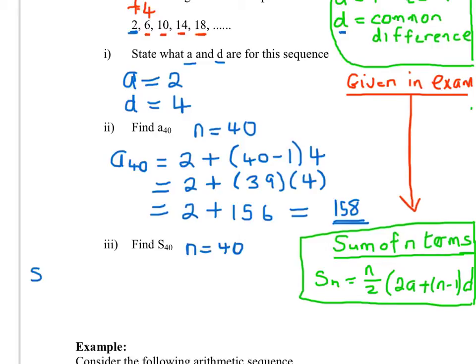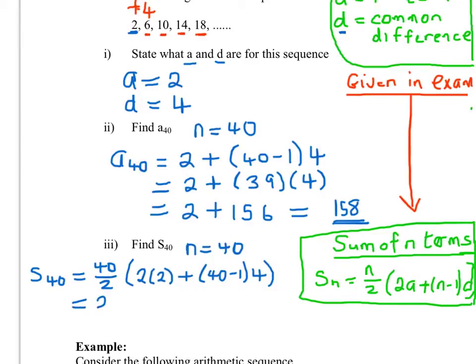I'll start over here, S_40 is equal to, n is 40, so it's 40 divided by 2, multiplied by 2a, remember a was equal to 2, so it's 2 by 2, plus (n minus 1), again n is 40 minus 1, multiplied by d, and d was equal to 4. So I'll just close the bracket there. Now that's equal to 40 divided by 2 is 20, multiplied by 2 2's are 4, plus 40 minus 1 is 39, and you multiply the 39 by the 4. Remember, you do multiplication before you do addition, so that's equal to 20 multiplied by 4 plus, and we've already got the answer to this, 156.